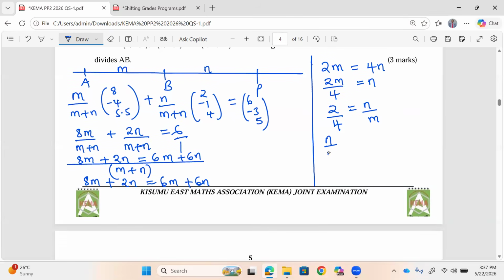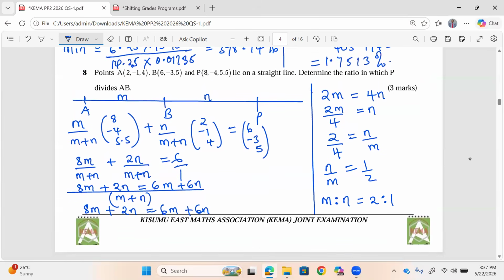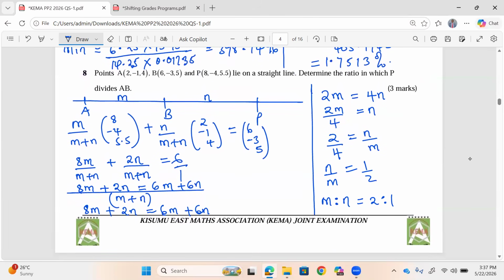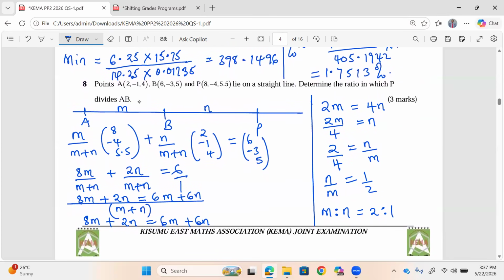N over m equals to half. If n over m equals to half, then we can say m is to n can be a ratio equal to 2:1, like that. Or n is to m equals to 1:2. Yeah. So with this now, can we say that these are 2 proportions for m, then n corresponds with 1 proportion.